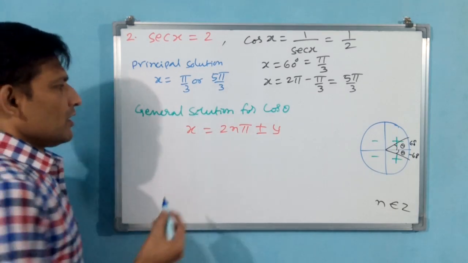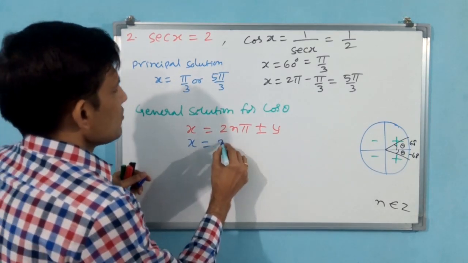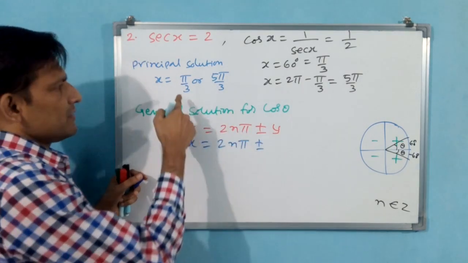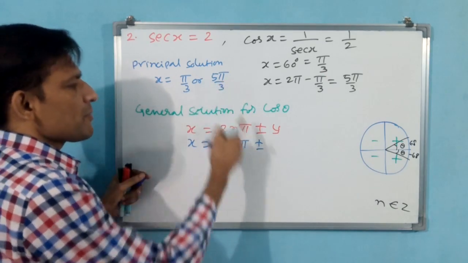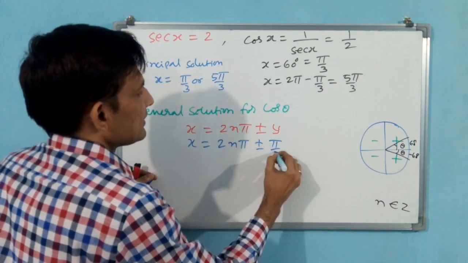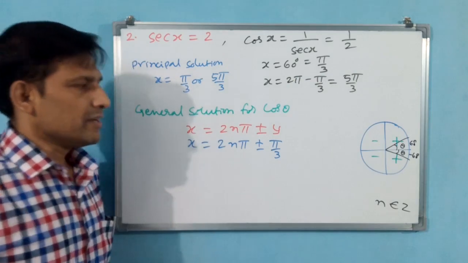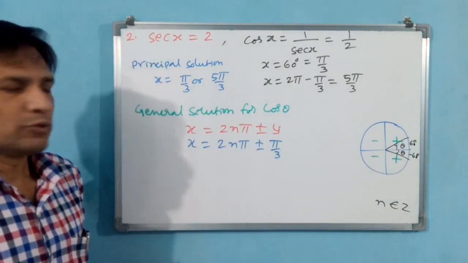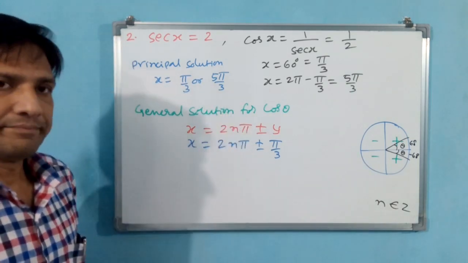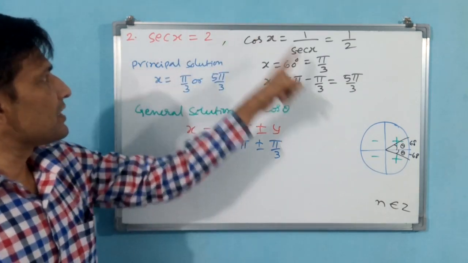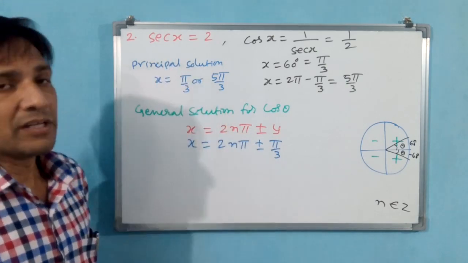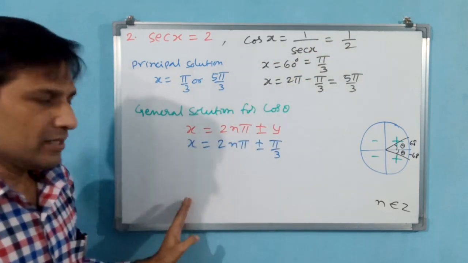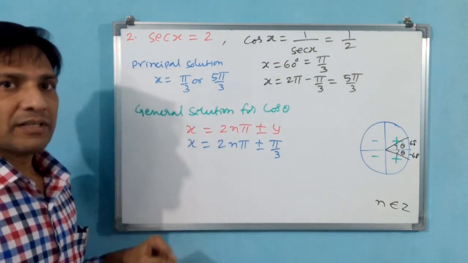Now you write simply x is equal to 2n pi plus or minus y. Which y you take? Any y you can take. Whether you write pi by 3 also correct, 5 pi by 3 also correct. I am writing 5 pi by 3, because in clockwise direction, first value I am taking. You can take 5 pi by 3 also. There is no bar. This is your general solution and principal solution for sec x equals 2, meaning cos x equals 1 by 2. Note down. We go for third question.